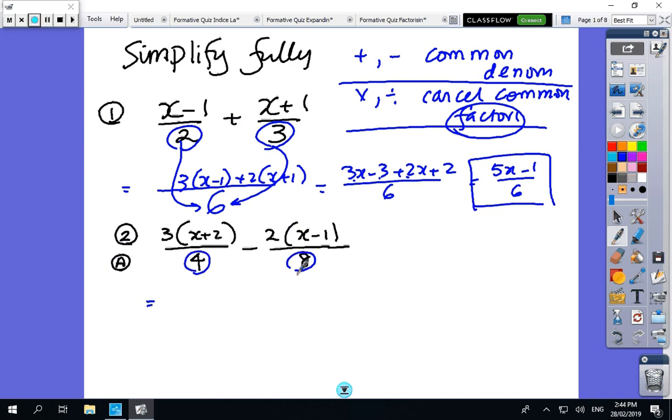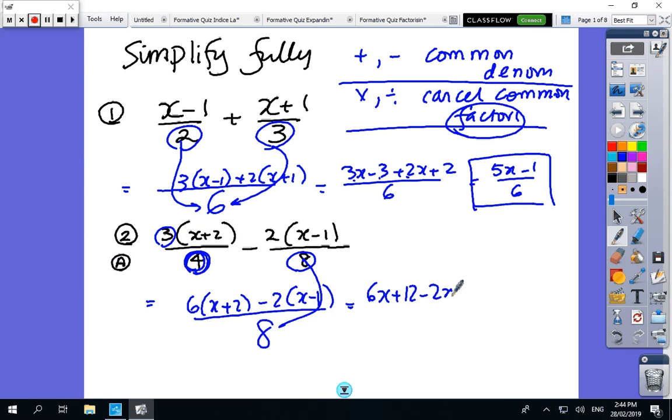The lowest common multiple of 4 and 8 is 8, not 32. So I have to double that. So it's 6 bracket x plus 2. I don't have to change that, so I just leave it as it was. So I get 6x plus 12 minus 2x. Minus and minus is a plus, over 8. 6 minus 2 is 4x. 12 plus 2 is 14 over 8.